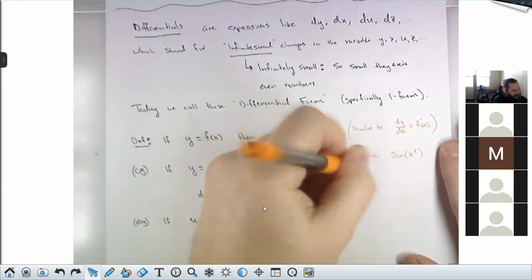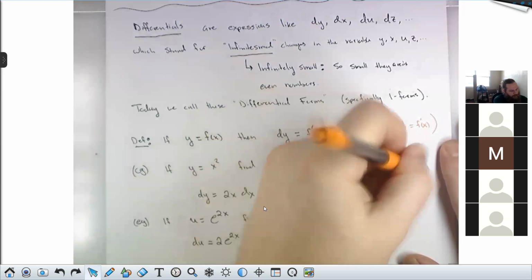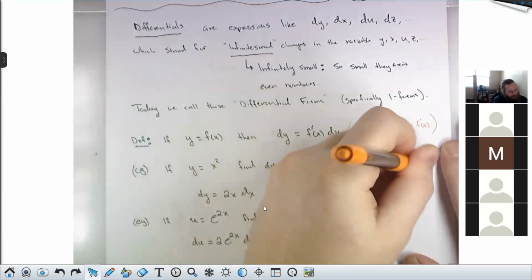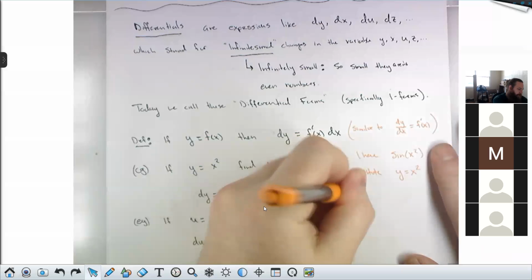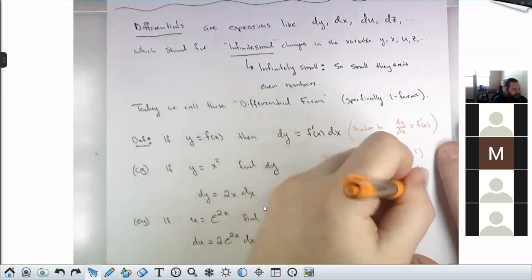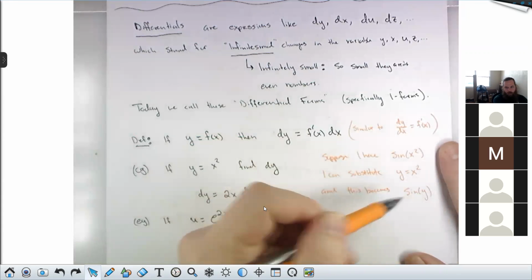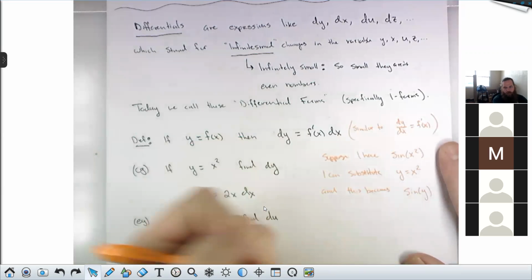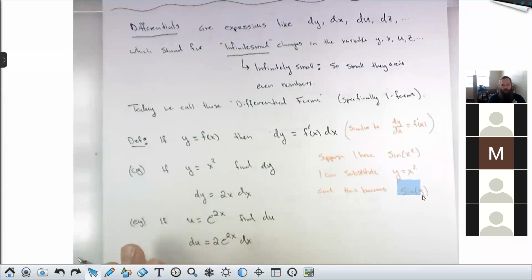I can substitute y equals x squared, and this becomes sine of y, right? Sine of x squared would turn into the sine of y if y is x squared. I know what the graph of sine y looks like. I have no idea what the graph of sine x squared looks like.